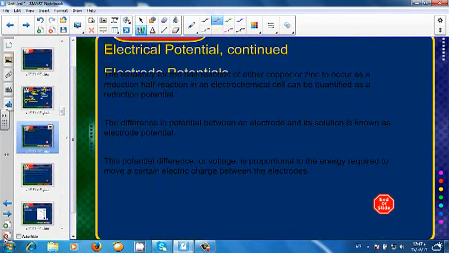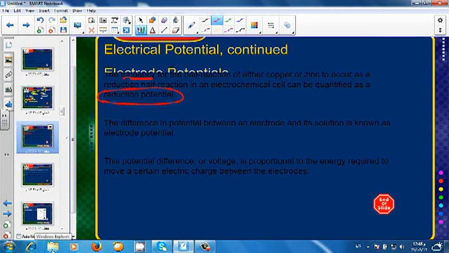Now, the tendency of the half reaction of either copper or zinc to occur as a reduction half reaction in electrochemical cells can be quantified as the reduction potential. So we have another important term here, which is the reduction potential, and it is the ability or the tendency for any half cell to undergo reduction. Reduction can occur with high percentage or low percentage; how much reduction can take place within this half cell determines something called the reduction potential.